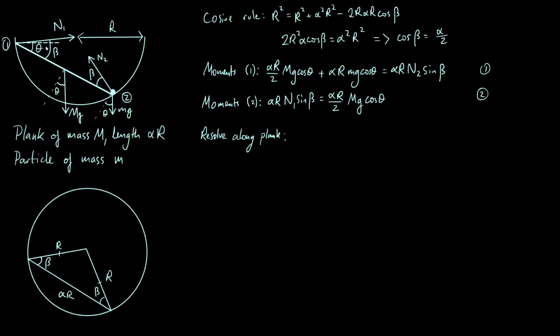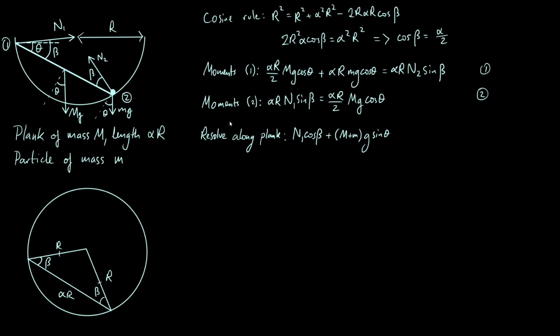So the component of n1 along the plank is n1 cos of beta, right? And you can see that the components of the two weight forces along the plank are also acting kind of down and to the right. Okay, so they're acting in the same direction as the component of n1 along the plank. So we can add on big M plus small m times g, and to get the component of those weights along the direction of the plank, we need to multiply by sine of theta.